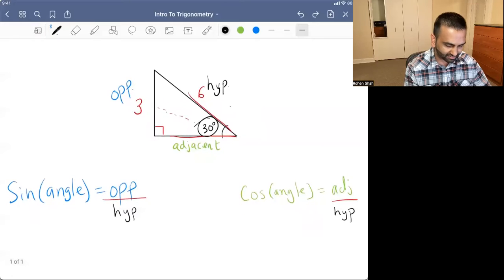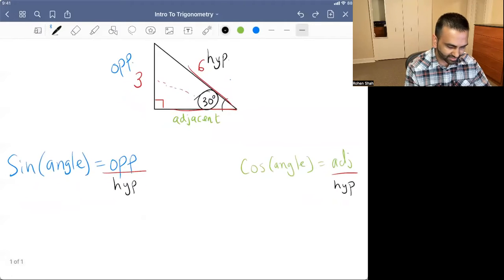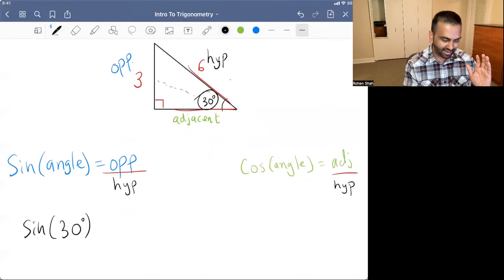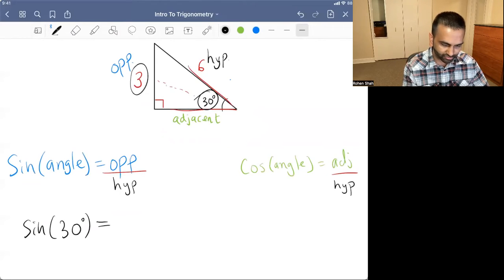So just to apply it to the specific numbers here, we could make a mathematical statement based on this. Using this right triangle, we could say that the sine of that angle of 30 degrees, notice, by the way, this is not multiplication. This is not sine times 30 degrees. This is sine of 30 degrees. So the sine of 30 degrees is equal to the opposite side, which is 3, divided by the hypotenuse, which is 6.